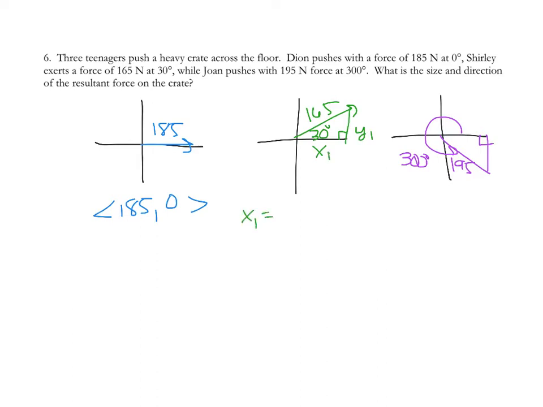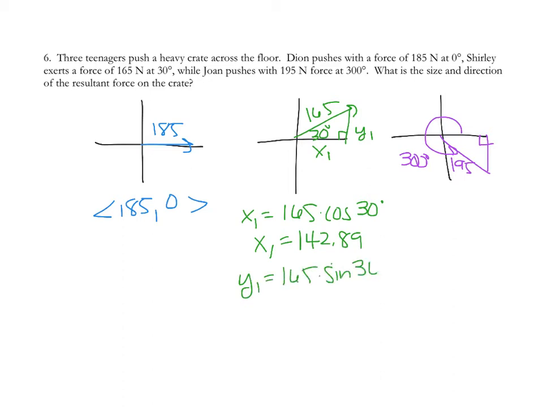To find the x component, we're going to use cosine. 165 times the cosine of 30 degrees. That is 142.89. And then we're going to find the y component. That's going to be using sine. That is 82.5. So this one in component form is 142.89, 82.5. And then we have to find the components of that last one.